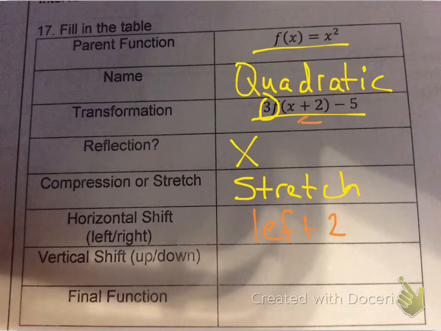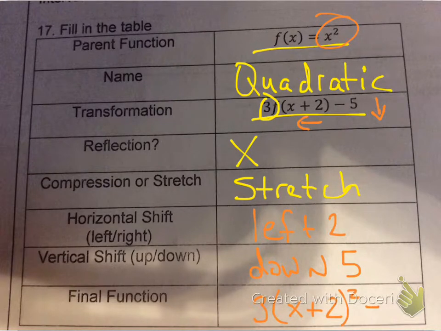Okay, up or down. Okay, so this one tells me to go to the left. This one tells me to go down. So now I'm going to go down 5. And then the final function. So this is all the changes. What do I need to do to put it in this format? Well, all you got to do is get rid of the f and just say (x plus 2) squared minus 5. Yeah, it can be that simple. Really, sir? Yes, it can be. All right, so let's look at the next one.